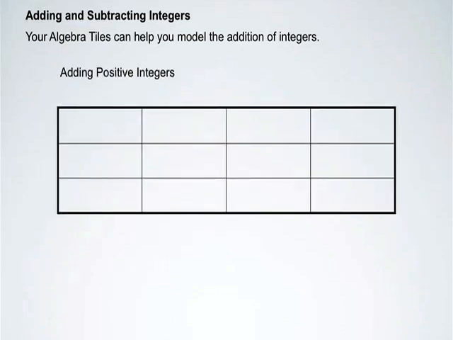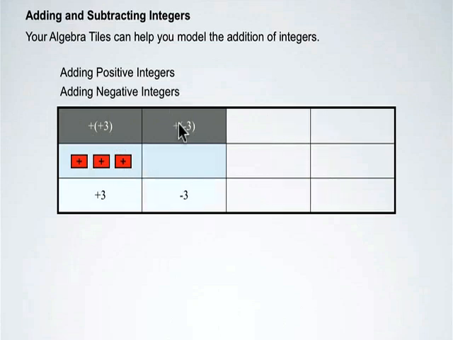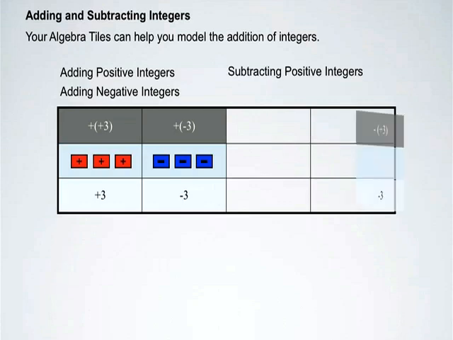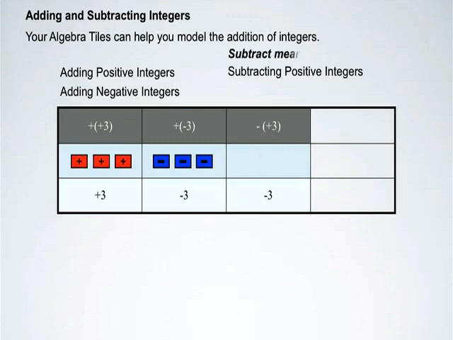So now if I put the adding integers of different signs together along with the subtracting integers, we can really start to see how the algebra tiles will help us model. If I want to model the addition of a positive 3, I'm going to do that with 3 red tiles. If I want to model the addition of negative 3, I'm going to do that with 3 blue tiles.